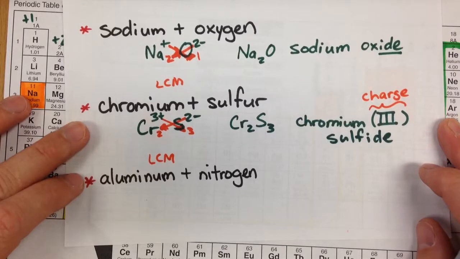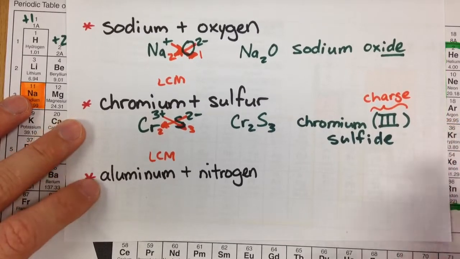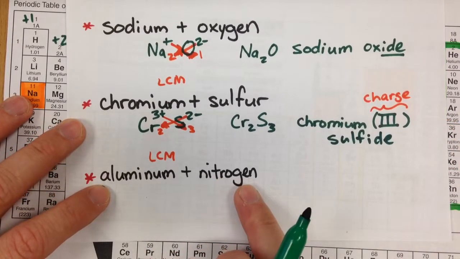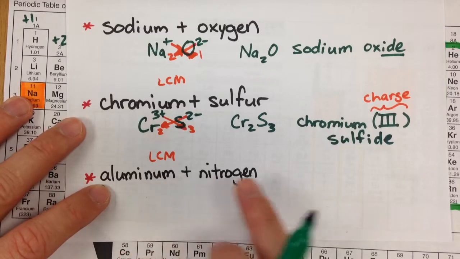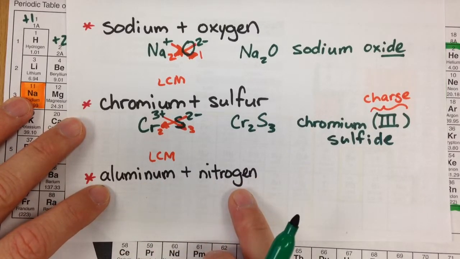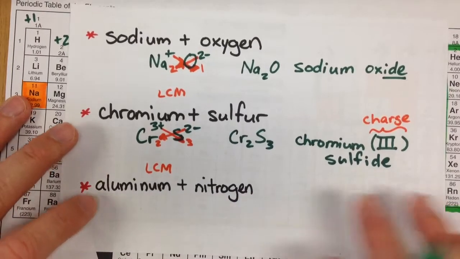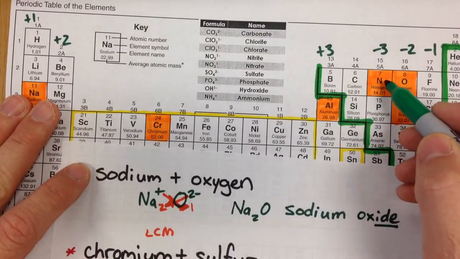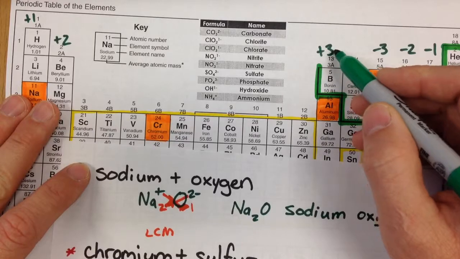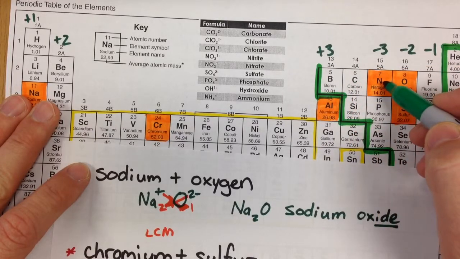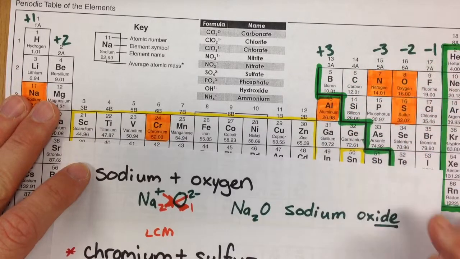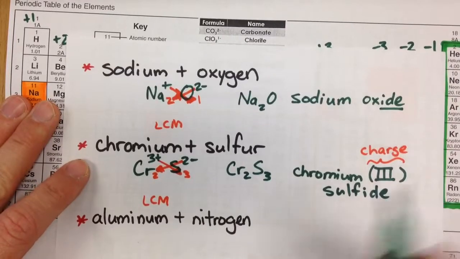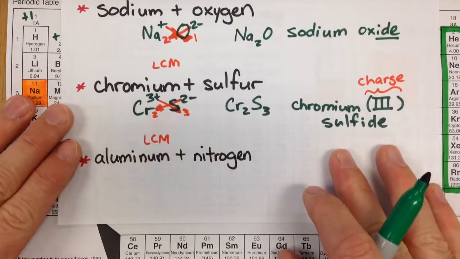All right, our final example for this morning, aluminum and nitrogen. Let's figure out what kind of compound will form between aluminum and nitrogen. We'll locate the two elements on the periodic table. Aluminum is here, nitrogen is here. Aluminum is in group 3A, forming a +3 charge. Nitrogen is in group 5A, forming a -3 charge. So let's go ahead and start working on it.